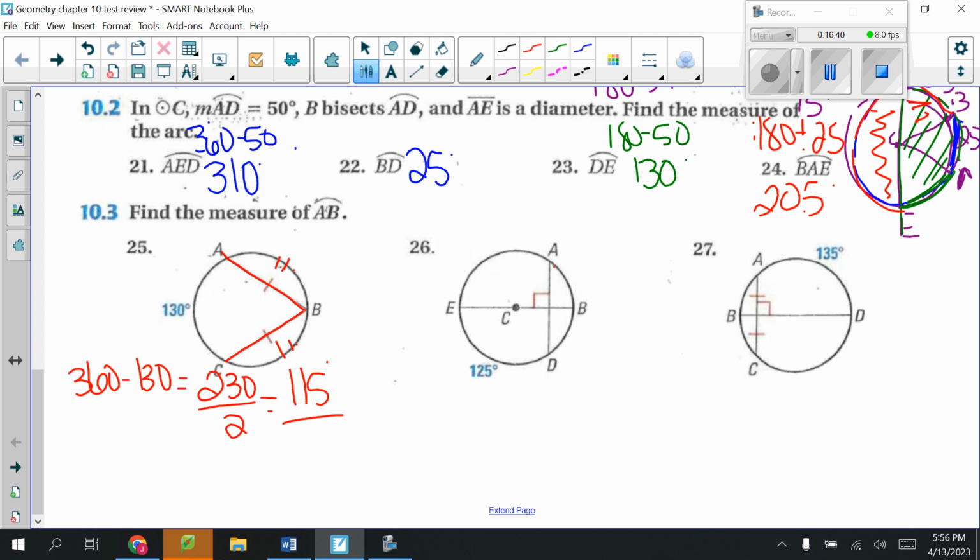Number 26, I want arc AB right here. I see that I have the diameter, and it's perpendicular to this chord, so that tells me that it cuts the chord in half, which also means it bisects the arcs. This whole side is a semicircle. I know this part is 125, so if I subtract 125 from 180, I get this arc. So 180 minus 125 gets us 110 degrees.